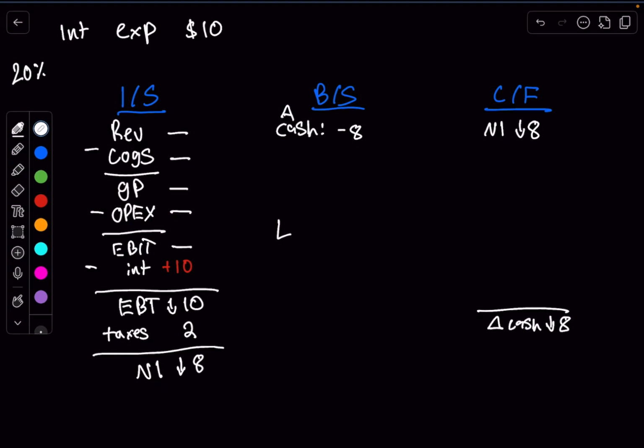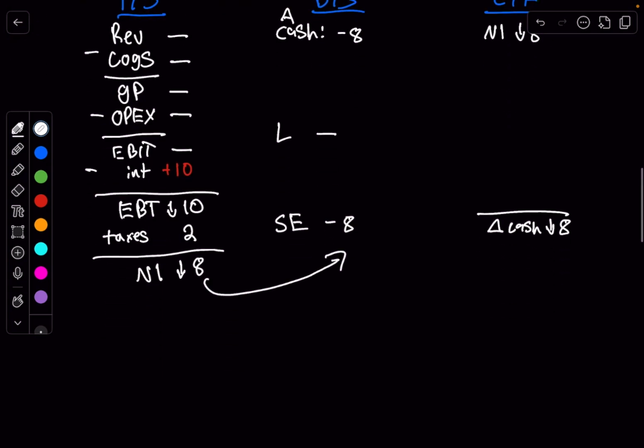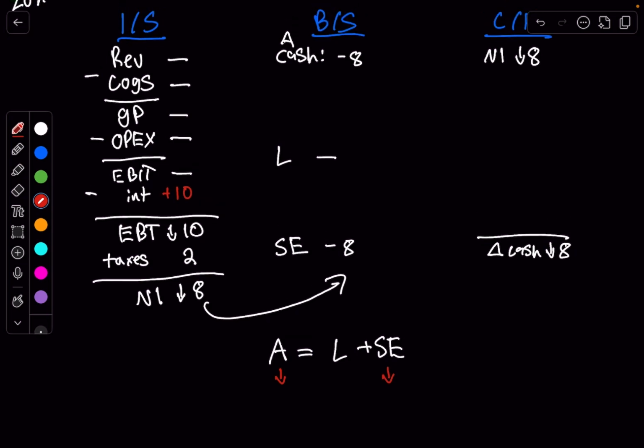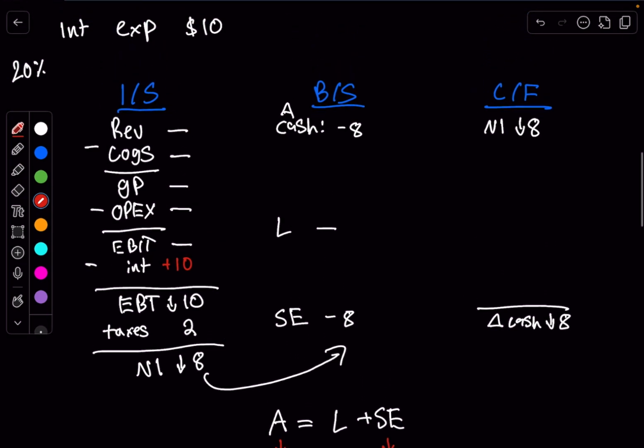Well, this is where we have to be careful, right? Because yes, we incurred $10 worth of an interest expense, but in reality, we paid that off with cash. So because of that, our liability stayed flat. And our shareholders' equity goes down by 8, right? This is where it flows through. And we can check this by looking at our formula. Our assets equals our liabilities plus our shareholders' equity. And we saw that our assets went down and our shareholders' equity went down by an equivalent amount, meaning that this balance sheet balances. So we're in good shape.